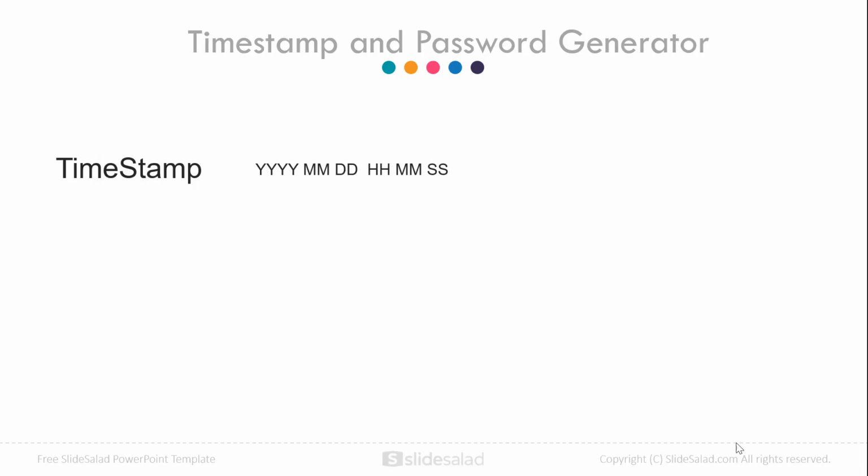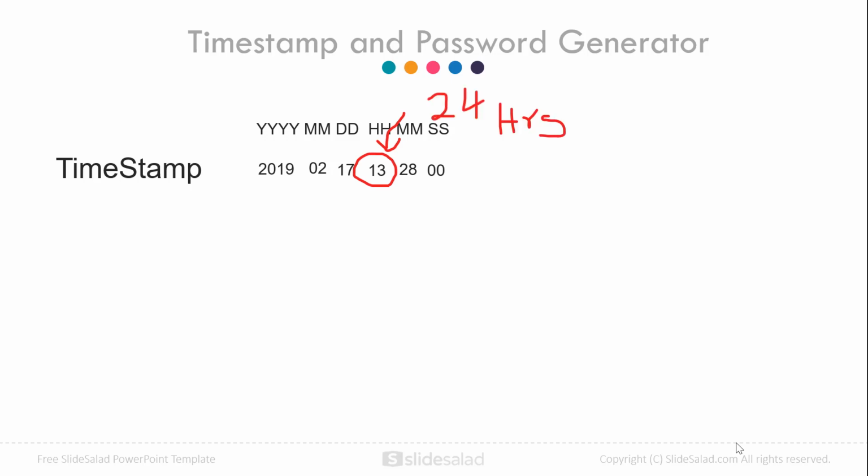So a timestamp is literally a string of characters that represent the current date and time, and this is the format. So you first have the year. Right now is 2019, it's February. I'm recording this on the 17th and it's around 1:38 p.m. and the most important thing to note is that we use the 24 hours notation, so it's going to be 1328.